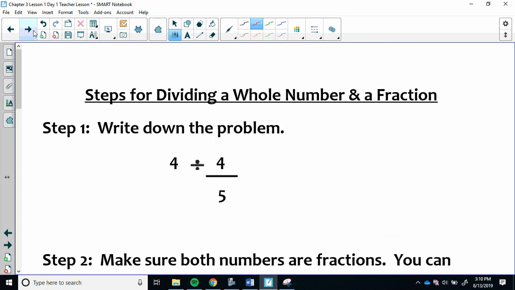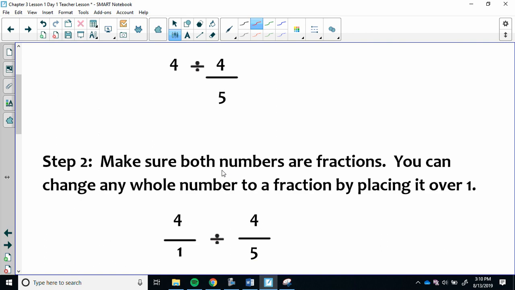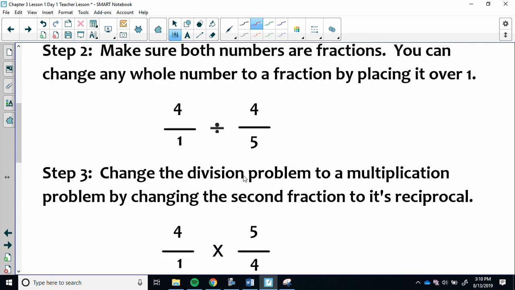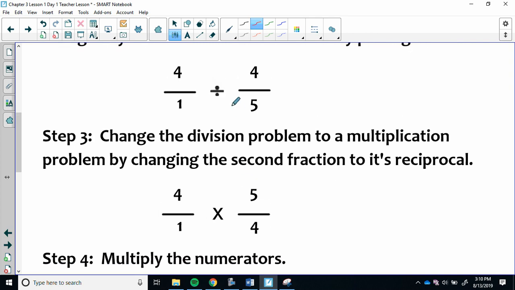Dividing a whole number by a fraction. So we write the problem down. We've got 4 divided by 4/5. Step 2, make sure both numbers are fractions. You can change any whole number to a fraction by placing it over 1. So 4 over 1 divided by 4/5. Step 3, change the division problem to a multiplication problem by changing the second fraction to its reciprocal. So here's where the change occurs. You can see it's a division problem. We change it to a multiplication problem, and we flip the second fraction.